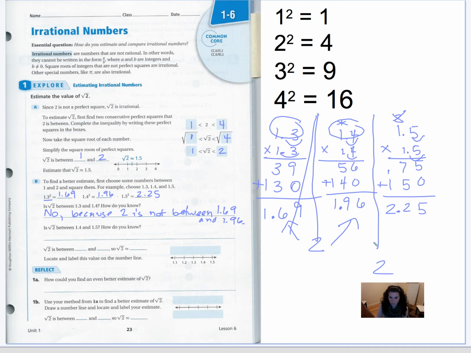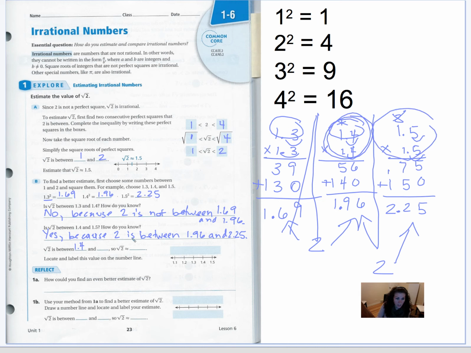For the next question, is the square root of 2 between 1.4 and 1.5? Well, let's look again. Is 2 in between 1.96 and 2.25? Yes, it is. So we can say yes, because 2 is between 1.96 and 2.25. So the square root of 2 is between 1.4, remember, not the answer, it's the original number that we squared, so it's between 1.4 and 1.5.